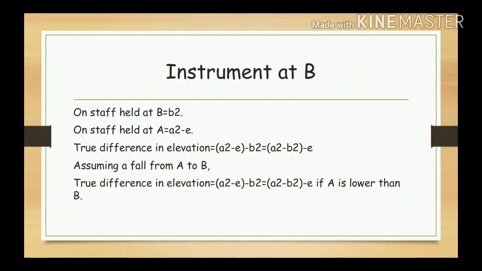Now what if the instrument is at B? The staff held at B reads B2. The staff held at A reads A2 minus E. The true difference in elevation is given by A2 minus E minus B2, which will eventually give you A2 minus B2 minus E, assuming a fall from A to B. The true difference in elevation is equal to A2 minus E minus B2, which will eventually give you A2 minus B2 minus E if A is lower than B.